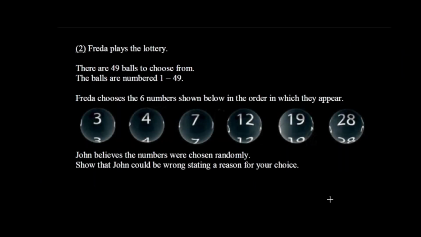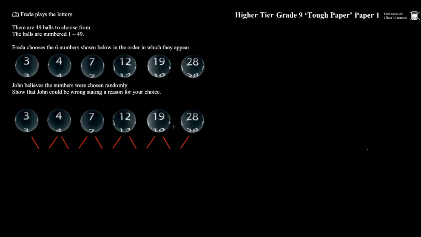Question 2, we've got a question about this sequence of numbers, 3, 4, 7, 12, 19, 28. And we're asked to prove that these weren't randomly generated. Given that sequences are part of the syllabus, let's have a look at these numbers and just see if they form some sort of sequence that we could recognise.